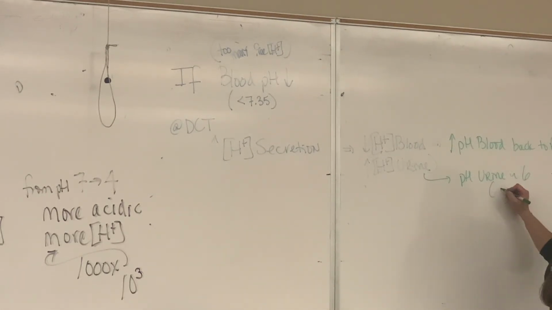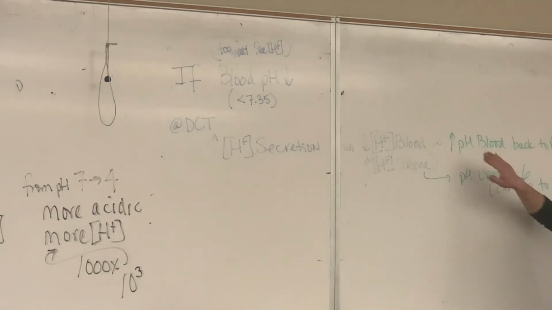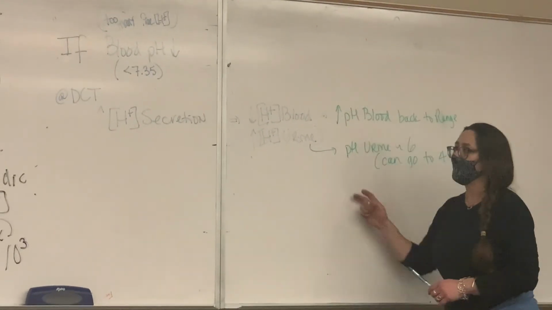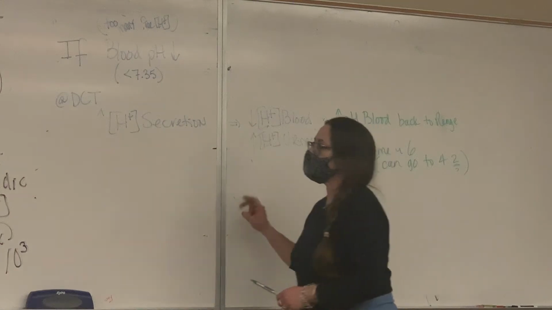It can go to like a 4.2, I think, something like that, okay? But usually it's around like a 6 or so, 6.2, 6.3. And again, it doesn't really matter because it's all about keeping your blood in homeostatic range, not trying to keep urine in homeostatic range, okay? But this is usually what you're dealing with.